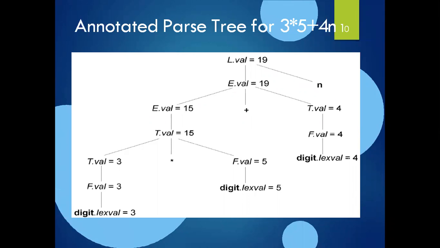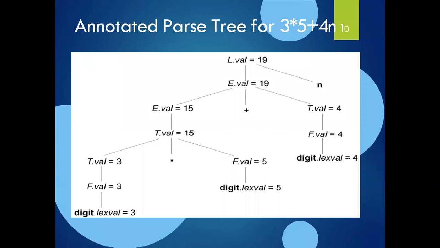But here the tree consists of both the attribute for the node along with a value. That means the attribute is associated with a value, right? Each node, the values of attributes at each node, is called an annotated parse tree or decorated parse tree. Is it clear now how to represent an annotated parse tree?